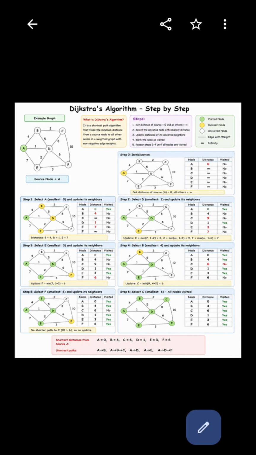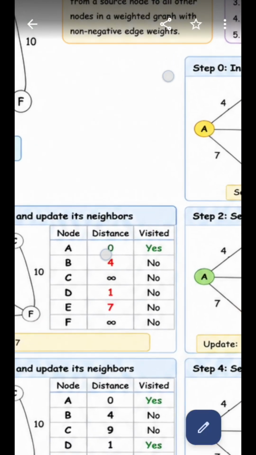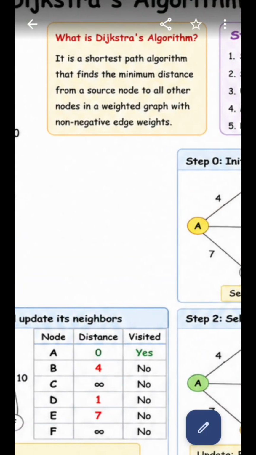Okay, so first let's see the Dijkstra algorithm definition. It is a shortest path algorithm. This is going to find the minimum distance from the source node to all other nodes. Means from the source node we are going to traverse to other nodes and find the minimum distance, and it is a weighted graph with non-negative edges.